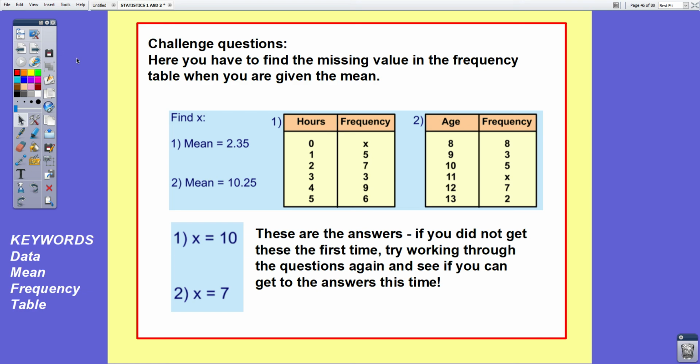Okay, Year 8, that's the end of this week's lessons, which is on your introduction to finding mode, median and mean from frequency tables. Next week we'll be moving on to more advanced statistics-based lessons. Hopefully that you've understood this.